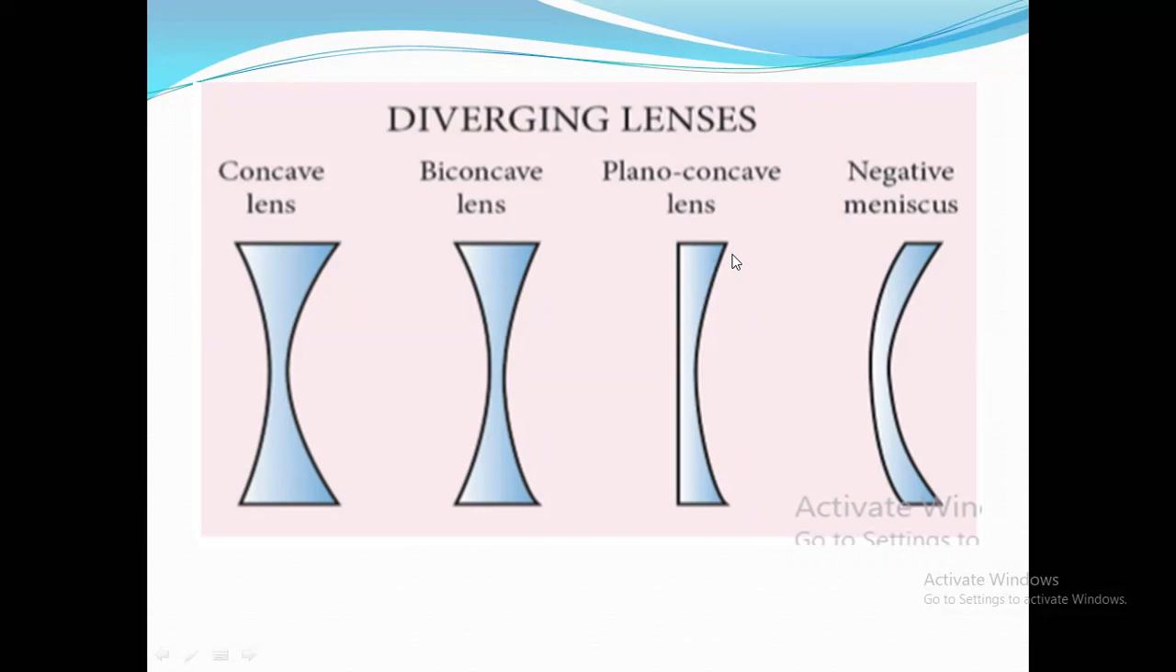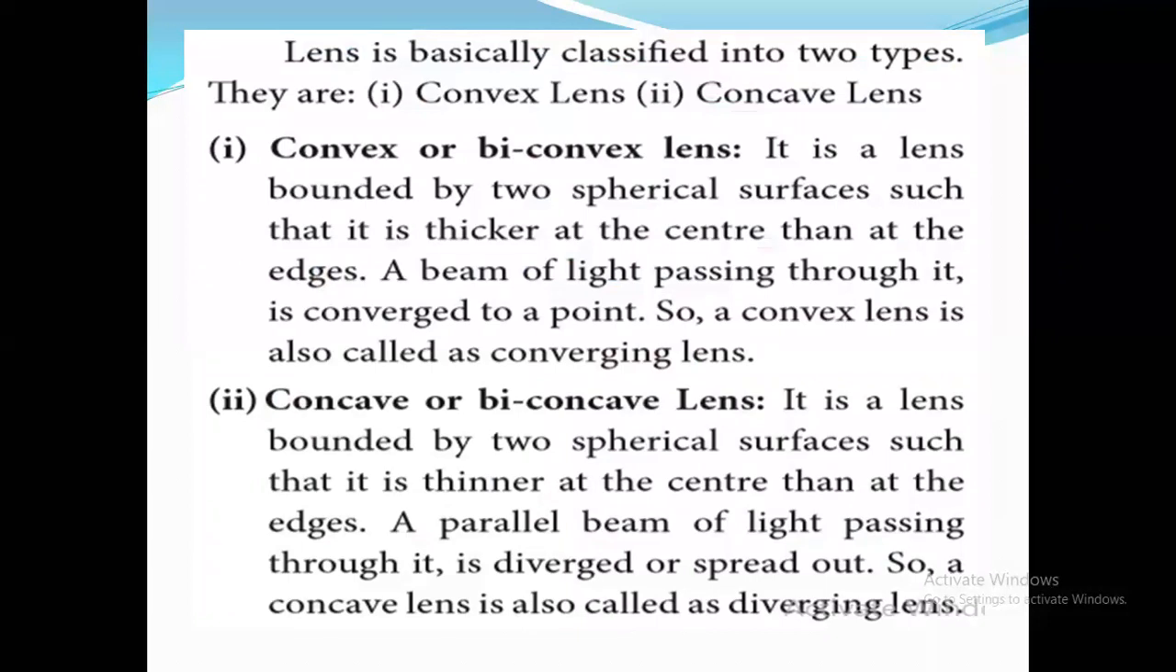The other surface is inverse. Understand? So this is the plano-concave lens. Next is the negative meniscus. What is that? The refracting surface is inverse, so that is called the negative meniscus. So these are the two types of lenses. The first one is converging lenses, and the next one is diverging lenses. Now we go to the next step. Lenses are basically classified into two types.